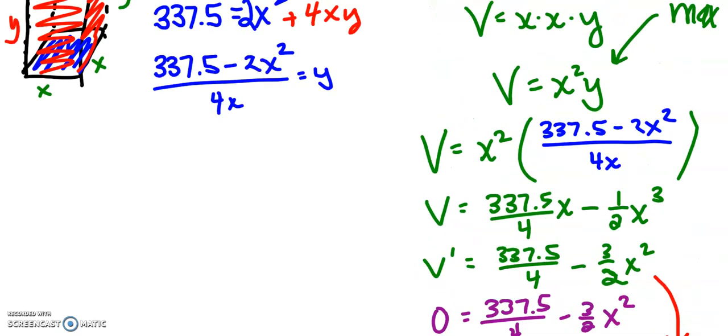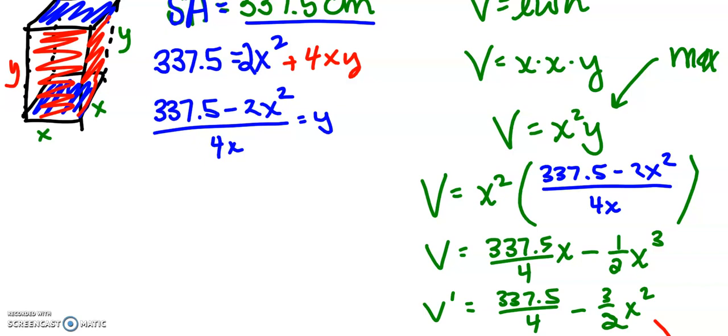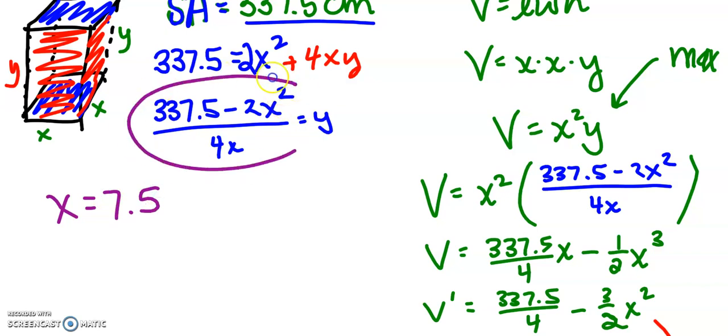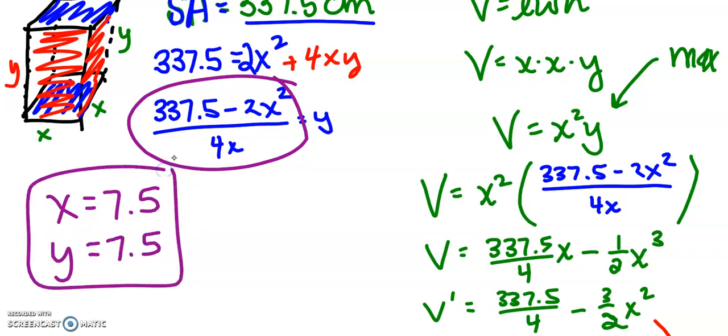So going back then, I just found out that my x value was supposed to be equal to 7.5, but this said I needed dimensions. So I'm going to plug x right back into here, and I end up with y is also equal to 7.5. Not surprisingly, the one with the maximum volume ends up being x times x times x, which is a cube. All those square faces coming at you.